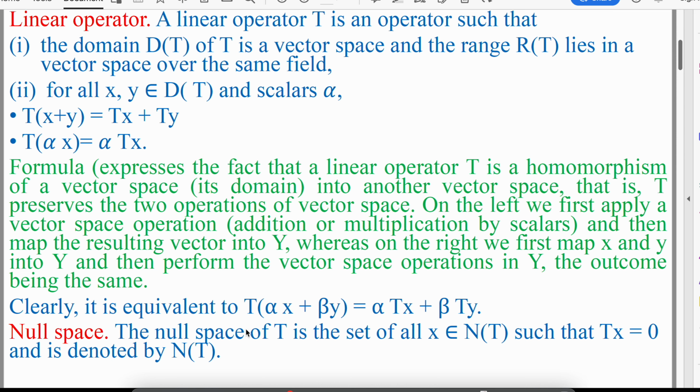Now the null space. The null space of operator T is the set of all x belonging to N(T), N(T) meaning the null space of T, such that Tx equals 0.